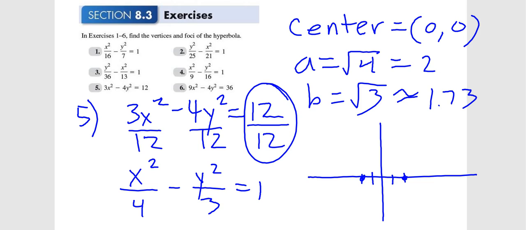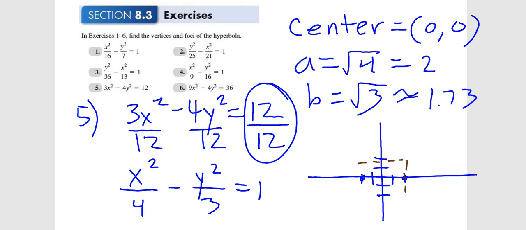Do you understand why I went 2 left and 2 right from that? So 0, 0, 2 right, 2 left. And we would be going up to... Do I go up 2? Not quite 2, is it? Because it's only up radical 3.